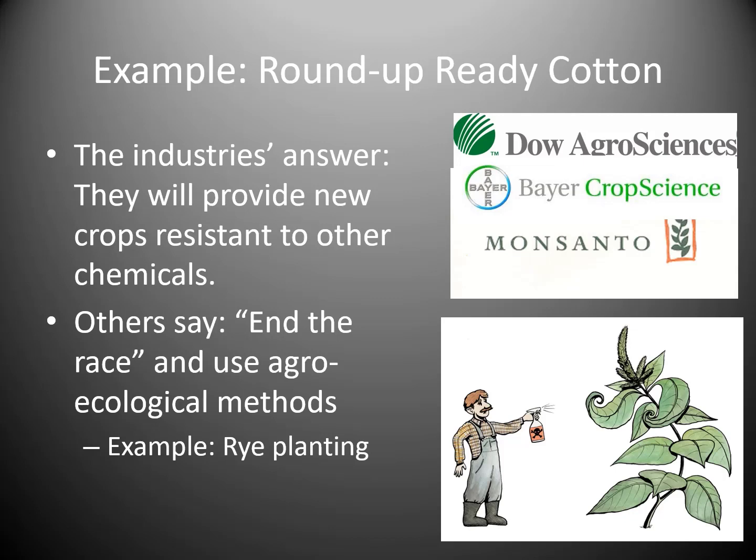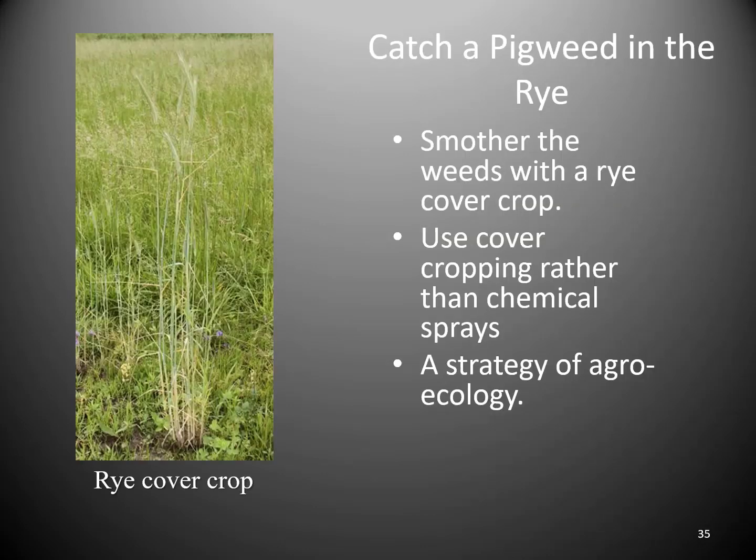And so in relation to Roundup Ready cotton, one alternative to using herbicides is rye planting. The way that this works is you use a cover crop, in this case rye, to block out the weeds instead of spraying chemicals to kill the weeds. And so there was a test conducted where they planted rye in between cotton and soybean rows in the fall, just before the leaf drop. They were doing it actually for soil cover.